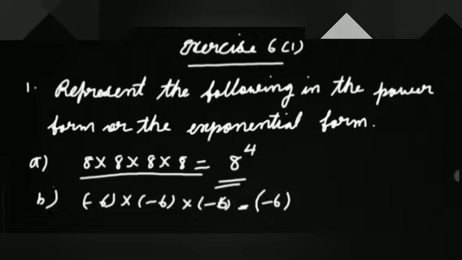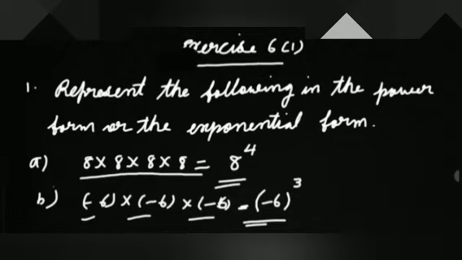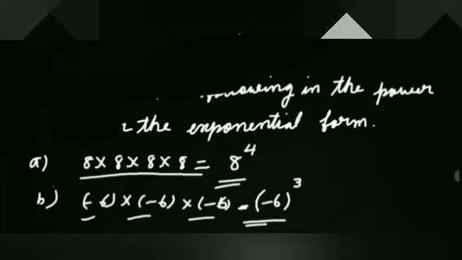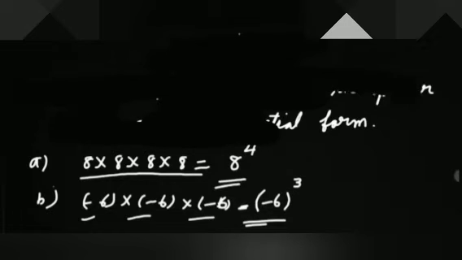And what would be the exponent or power? Minus 6 is multiplied how many times? 1, 2, 3. So, 3 times. What would be the exponent here? Yes, 3 is the exponent. Very good. This is the required exponential form or power form, isn't it? Okay. Now, please write down question number C.